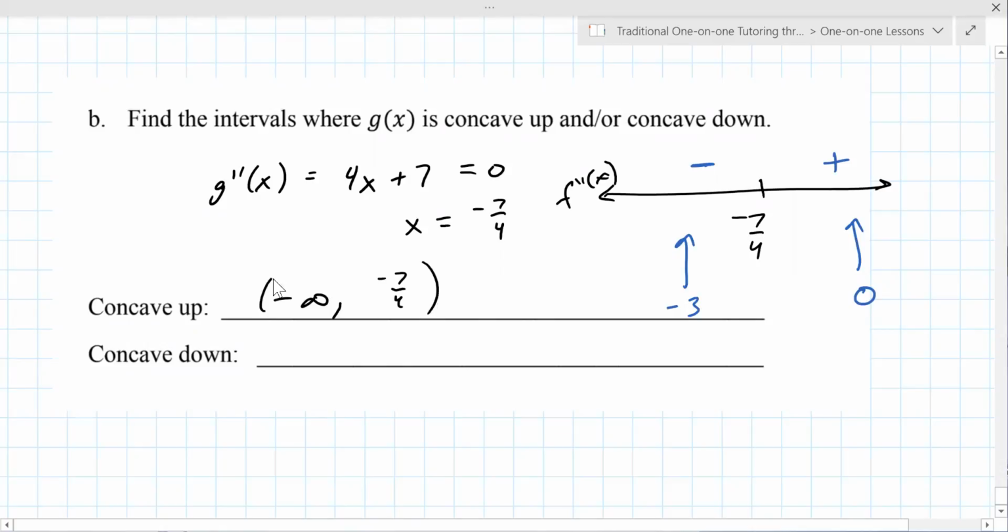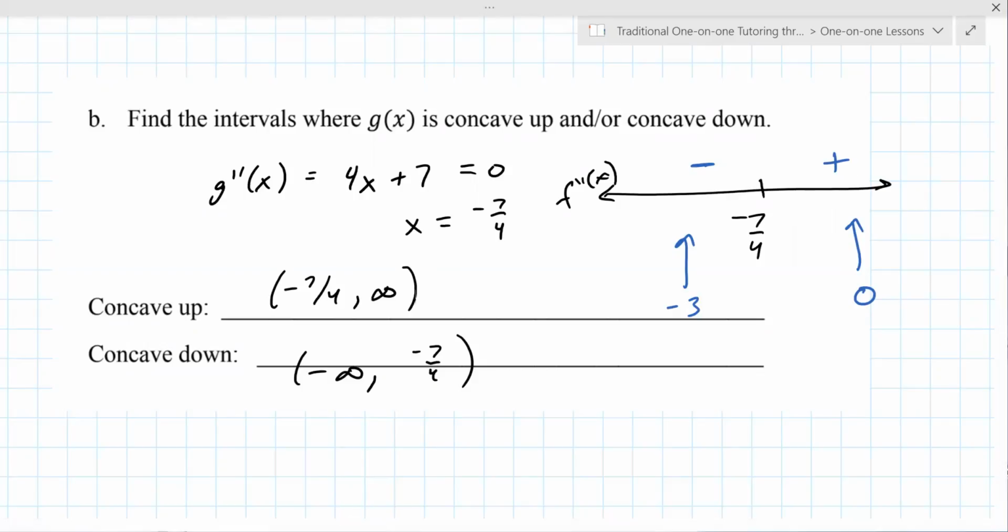Oops, that's in the wrong spot. It's the next one. There it is. And then it's concave up from -7/4 to infinity. This is for sure an inflection point. So if it were plus plus, it would be concave up everywhere except that point. And if it was minus minus, it's concave down everywhere except that point. Sounds good to me.